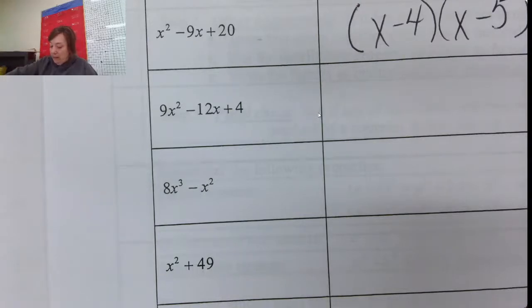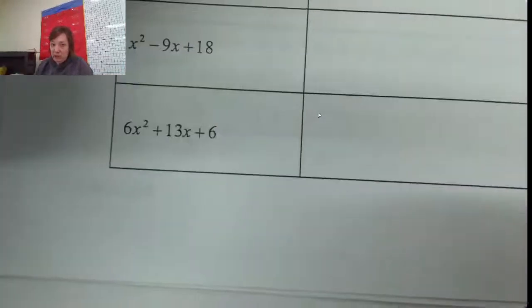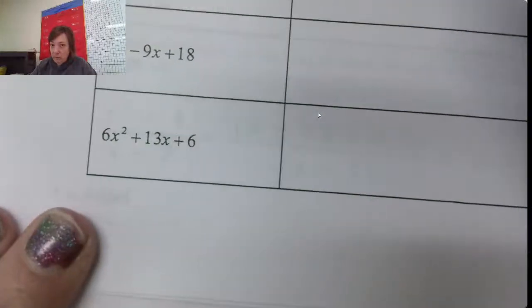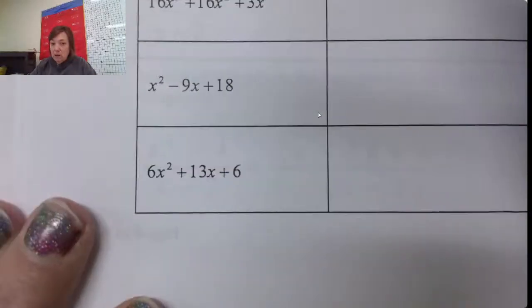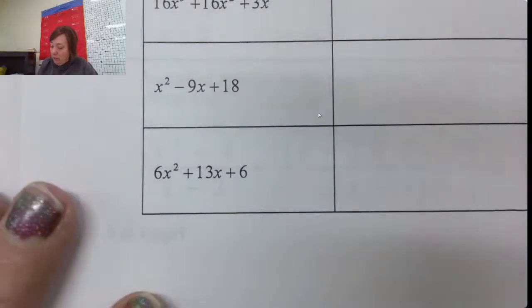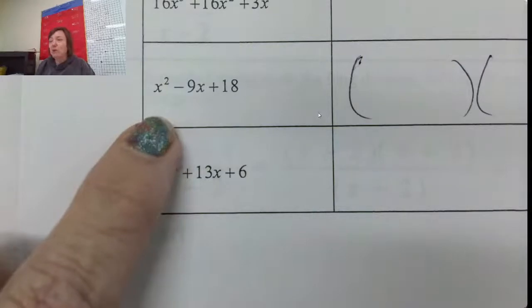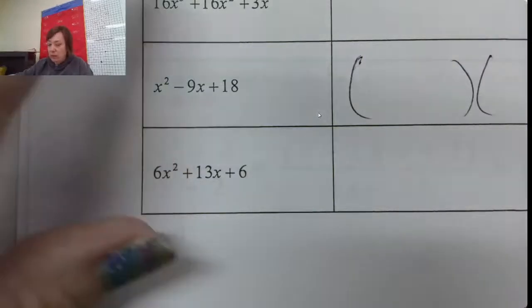Okay, we're going to skip down to this one right here: x squared minus 9x plus 18. So we're going to look for things that we can multiply. Now, I'm starting with y'all with the easy ones, right?